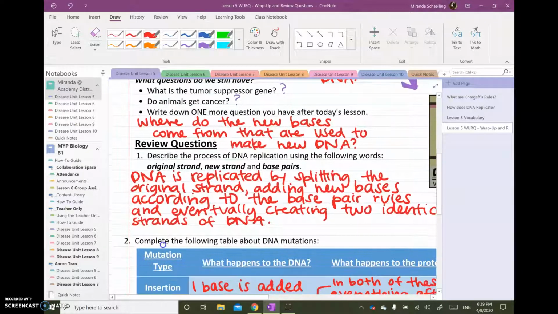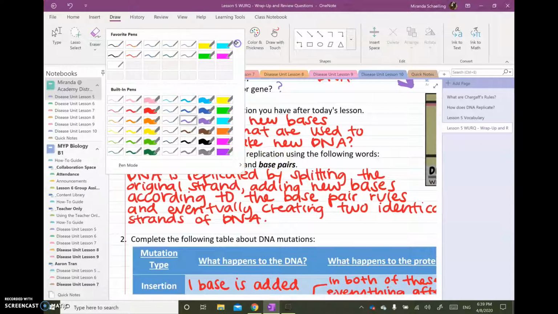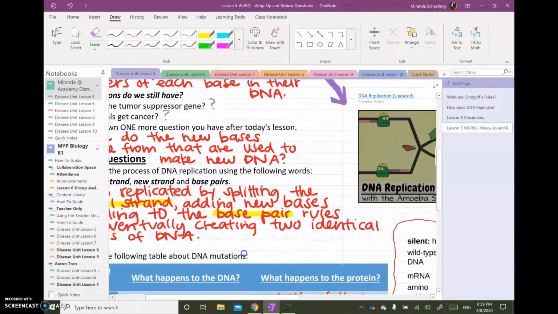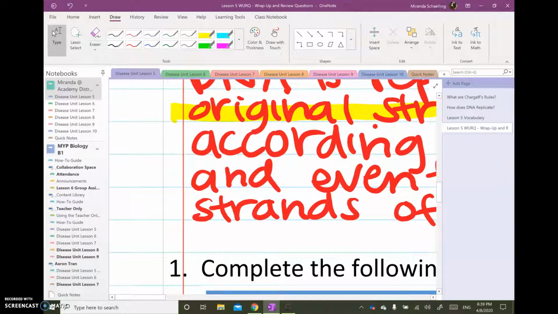All right, review questions. Describe the process of DNA replication using the following words: original strand, new strand, and base pairs. So I said DNA is replicated by splitting the original strand, that's my first word, adding new bases according to the base pair rules, and eventually creating two identical strands of DNA. I haven't used new strand yet, so I'm going to put in new strands of DNA.